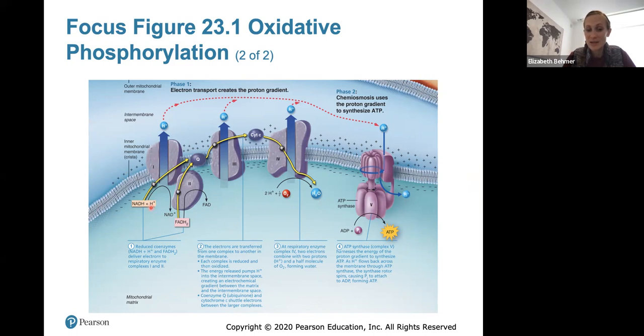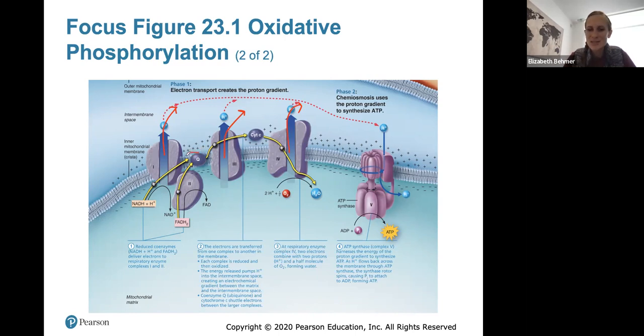They will deliver their electrons to these complexes. Those electrons will be pumped through the complexes to pump hydrogen ions out into the intermembrane space, producing the proton or hydrogen ion gradient. The electrons are transferred from one complex to the next. Each complex is reduced and oxidized. The energy released will pump hydrogen ions into this intermembrane space, creating an electrochemical gradient.